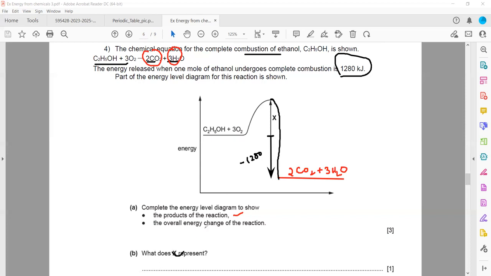What does X represent? What is the significance of X? Activation energy. X is the activation energy, the minimum possible energy for the reaction to start. So we can say activation energy is the minimum possible energy to start up the reaction. Is it clear?